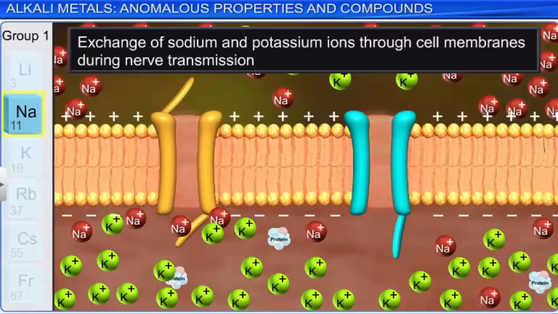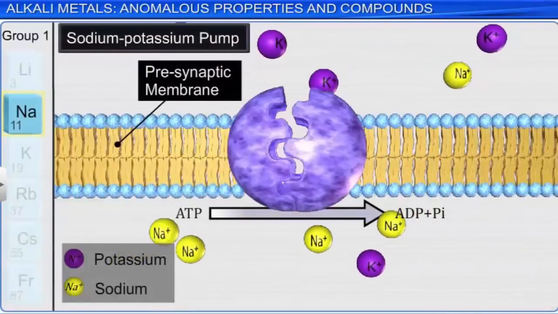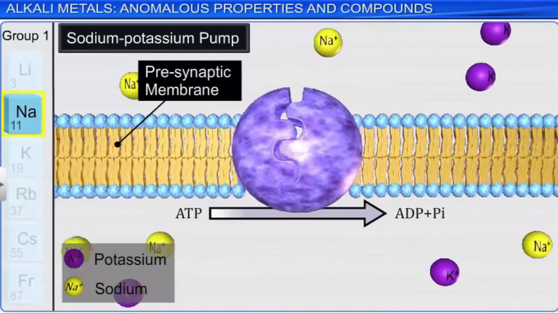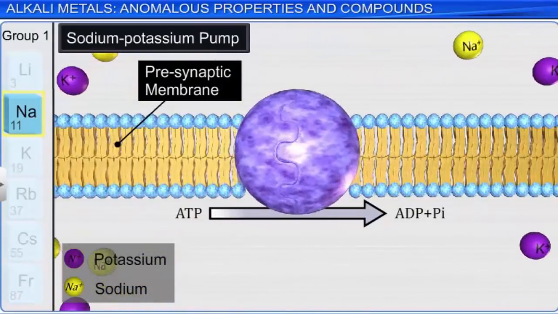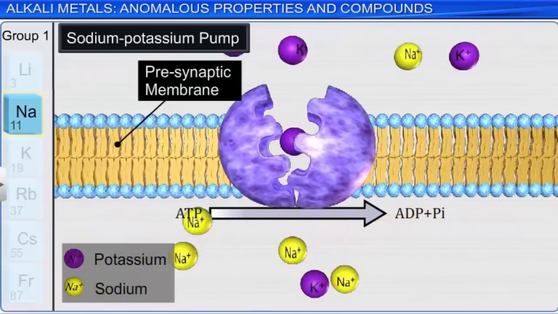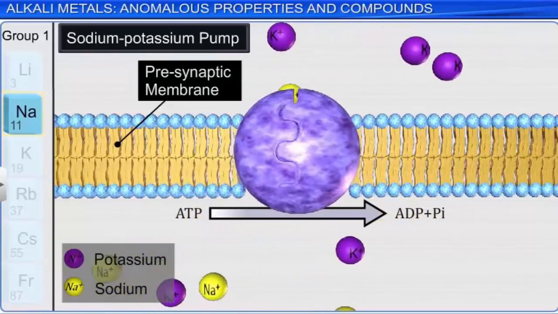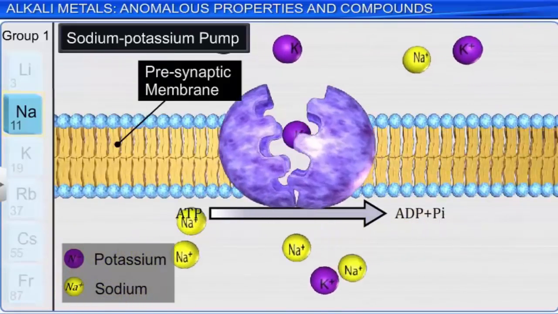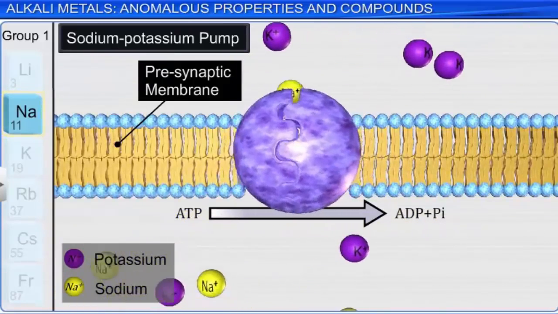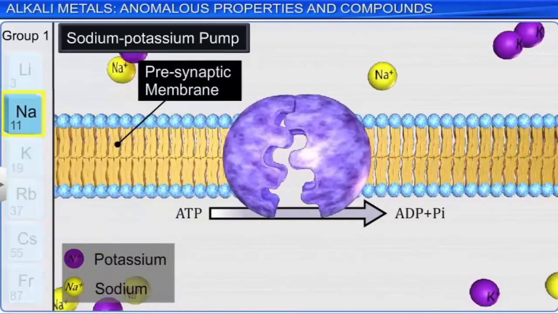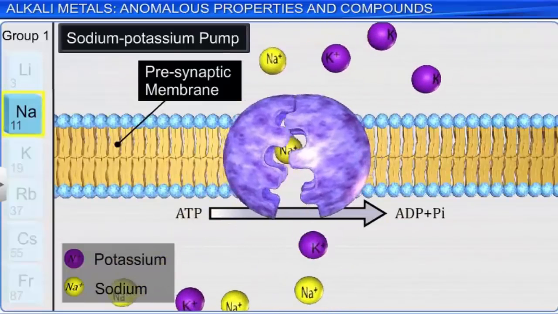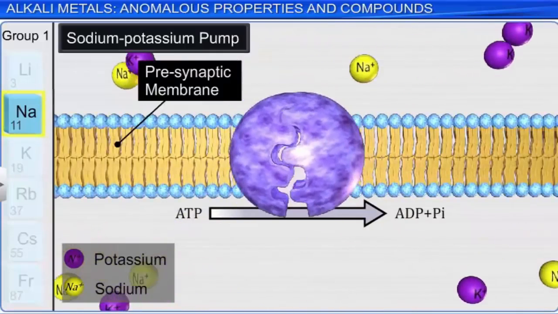The sodium-potassium pump, a transmembrane protein in cell membranes, uses active transport to move sodium and potassium ions across cell membranes against the concentration gradients. In doing so, the sodium-potassium pump breaks down ATP molecules. This process alone accounts for about 1/3 of the ATP used in animal cells.